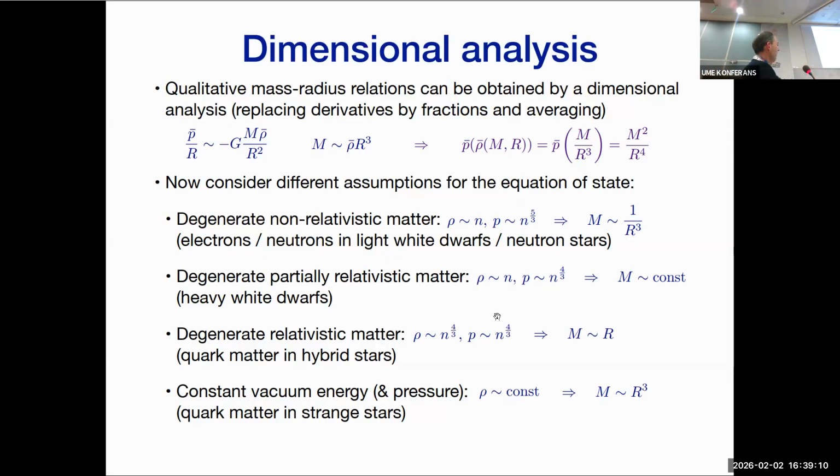You can look at another case, completely relativistic matter, where both the energy density and the pressure stem from the same light particles and are relativistic. Then you get this behavior, that the energy density and the pressure go as density to the 4th power, so they are proportional to each other. If you insert this, you get that the mass is proportional to the radius. We'll see that. One can exactly find that asymptotic case.